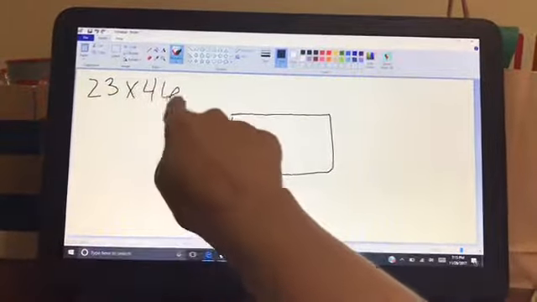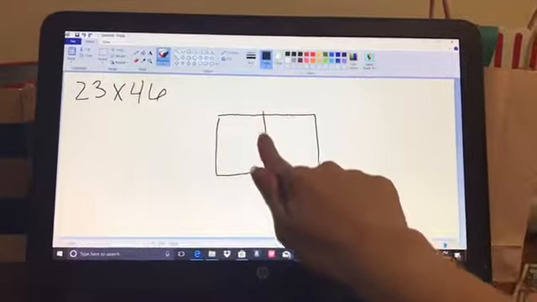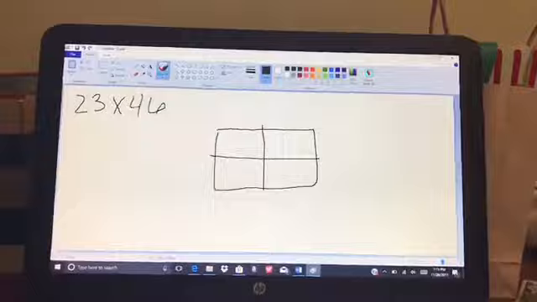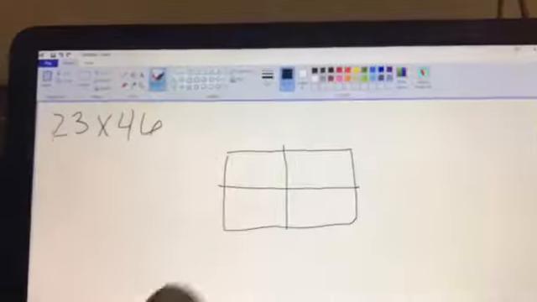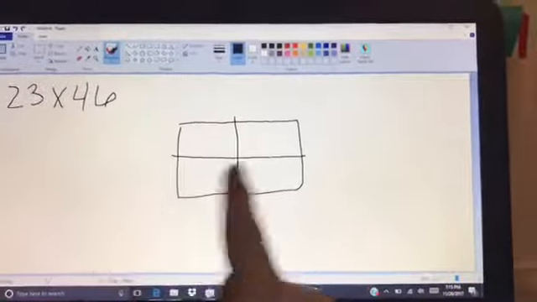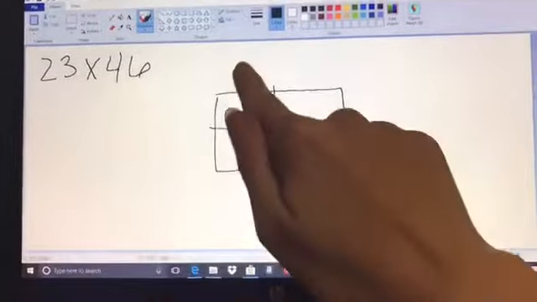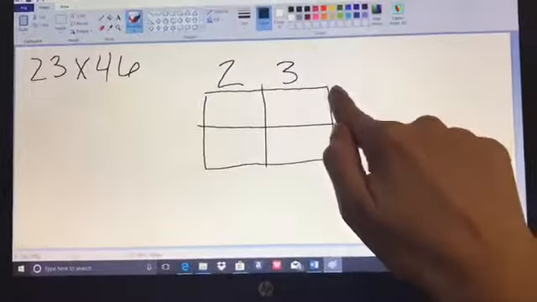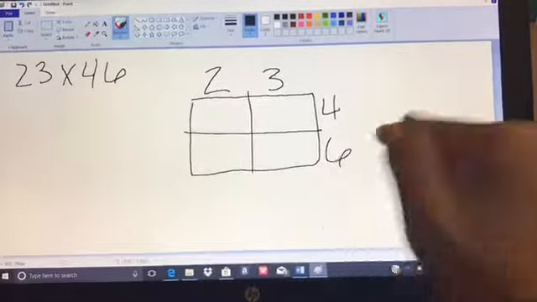I got 23 by 46. So I'm going to divide that into 4s, just like that. So first, it doesn't matter what number you put on top or what on the side, just like in normal multiplication, it doesn't matter what number's first, but in this case, since the 23 is first, I'm going to put that one on top. 23, and we got 46.